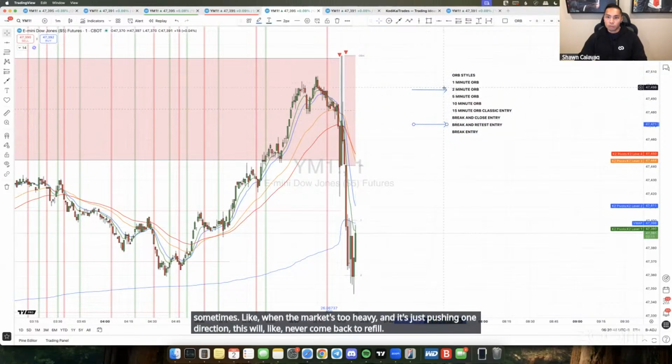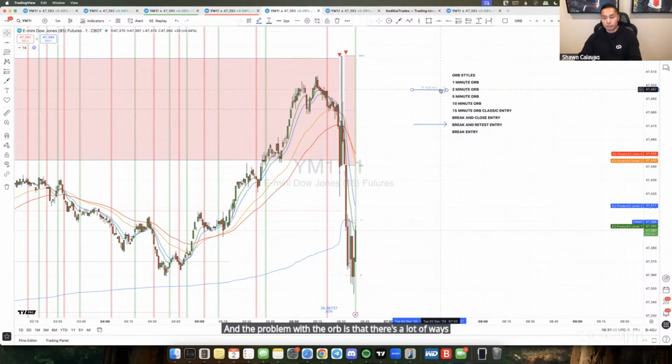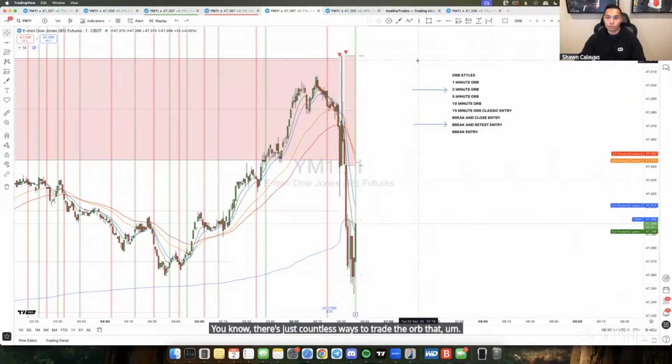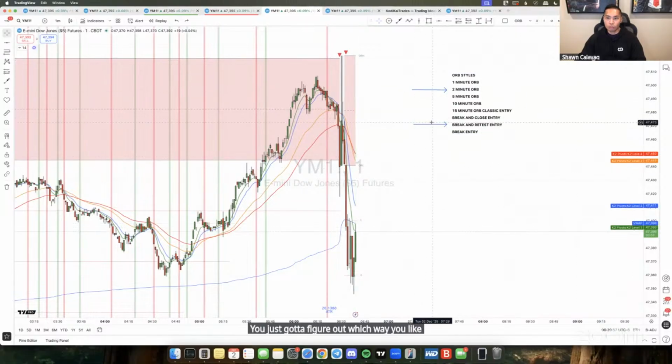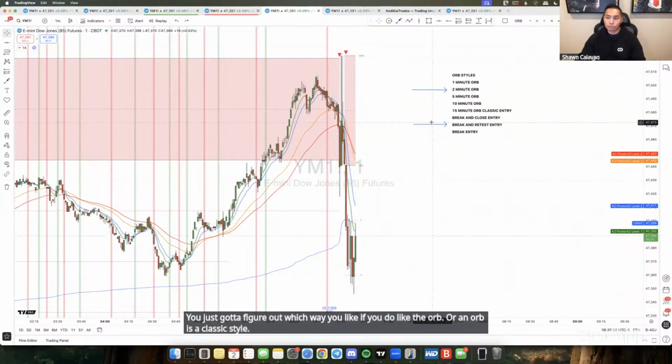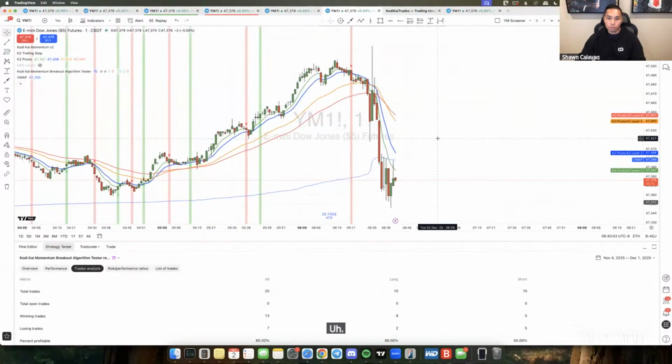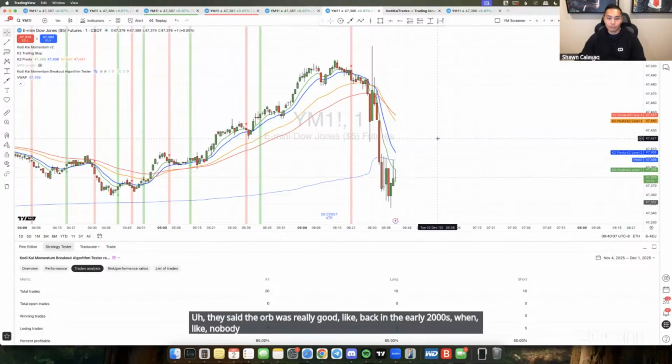And the problem with the ORB is that there's a lot of ways to overfit it. There's just countless ways to trade the ORB that you just got to figure out which way you like, if you do like the ORB. The ORB is a classic style. When I talked to other hedge fund managers, they said the ORB was really good back in the early 2000s when nobody knew about it. Everybody knows about it now, so it's not as consistent as it used to be.